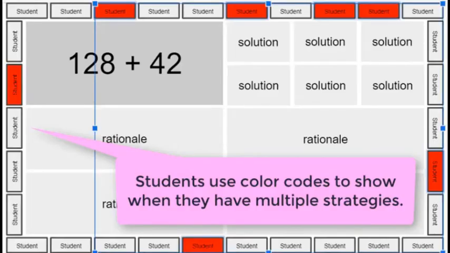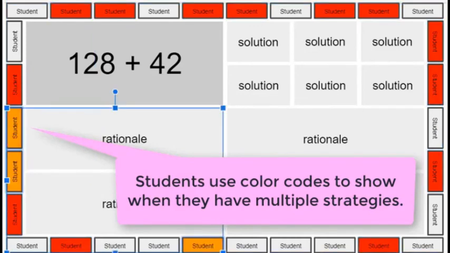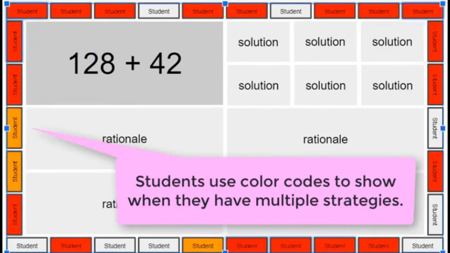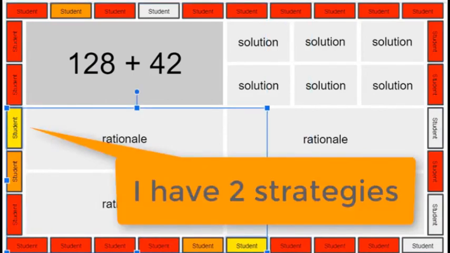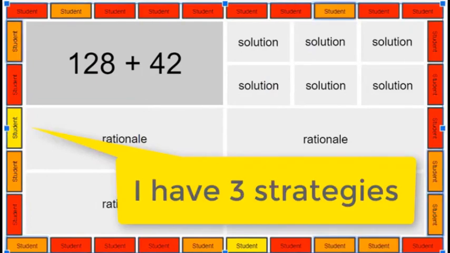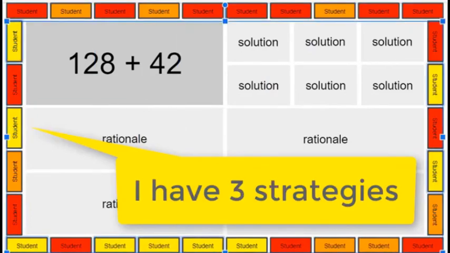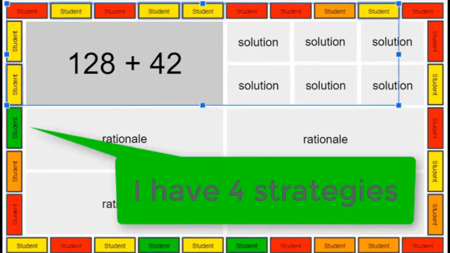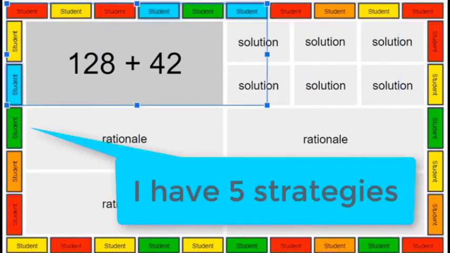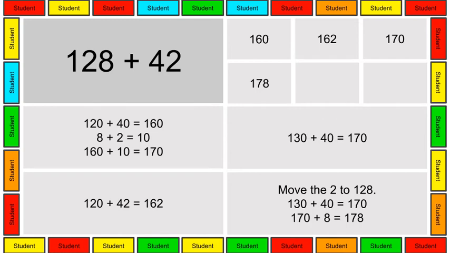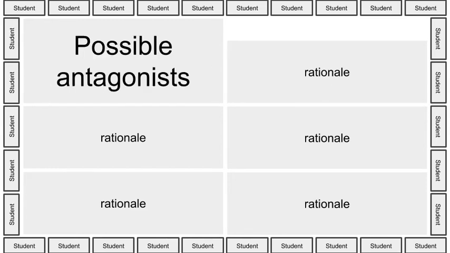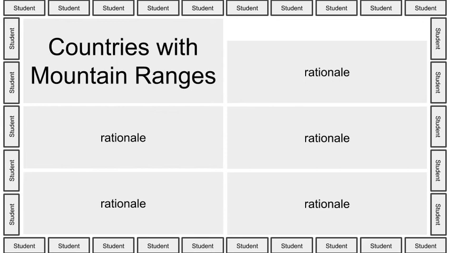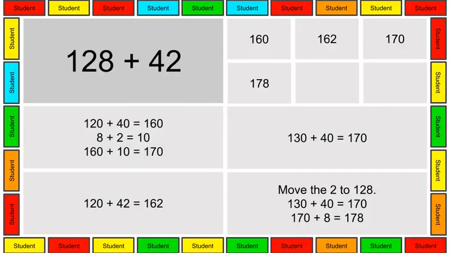Another teacher uses colors of the rainbow as an order so that they can visually show when they have an idea. Red is used for I have one idea, then orange, I have two ideas, then yellow, I have three ideas, and so on. This can be incredibly useful when considering multiple ways of solving a math problem, multiple opinions in a debate, or when creating a class list, such as games that require a team, or possible antagonists in the book, or countries with mountain ranges.